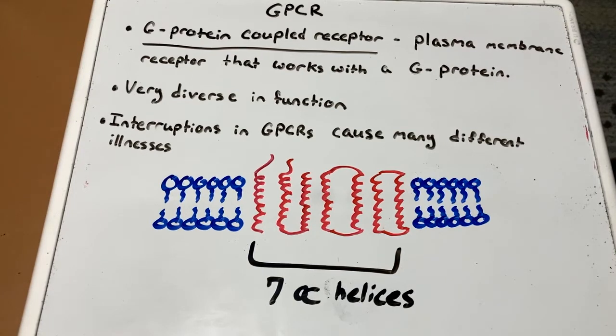On top of that, they are very diverse in their functions throughout the cell, as they are important in embryonic development and also sensory reception, which are completely different spectrums. Interruptions in G protein receptors cause many illnesses, such as pertussis, which is whooping cough, which produces toxins that interfere with G protein functions. And next we will go through how G proteins work.